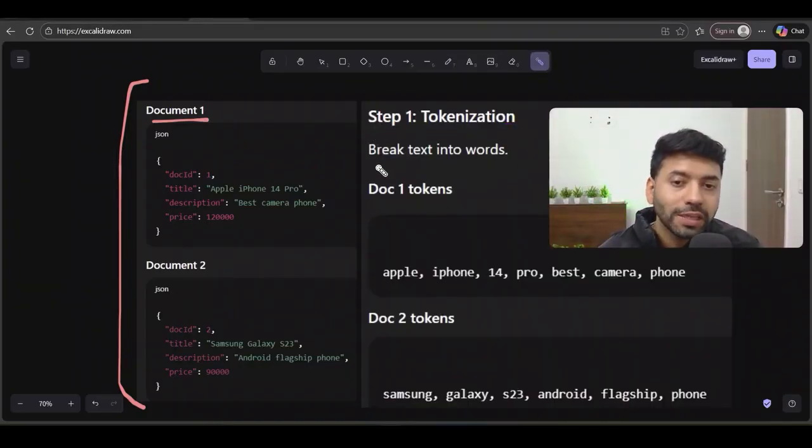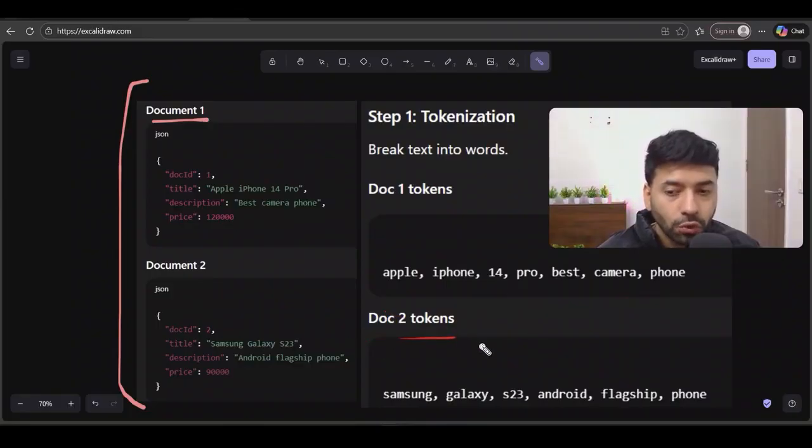What we are going to do is break the text into words. So you can see the complete sentence or text here. Similarly for this and this, we will break it into words. So we have Apple, we have iPhone, we have 14 Pro. All of these are present here. And then in the description, we have best camera phone. So you can see best camera phone here. Basically from the text, we have found out the words.